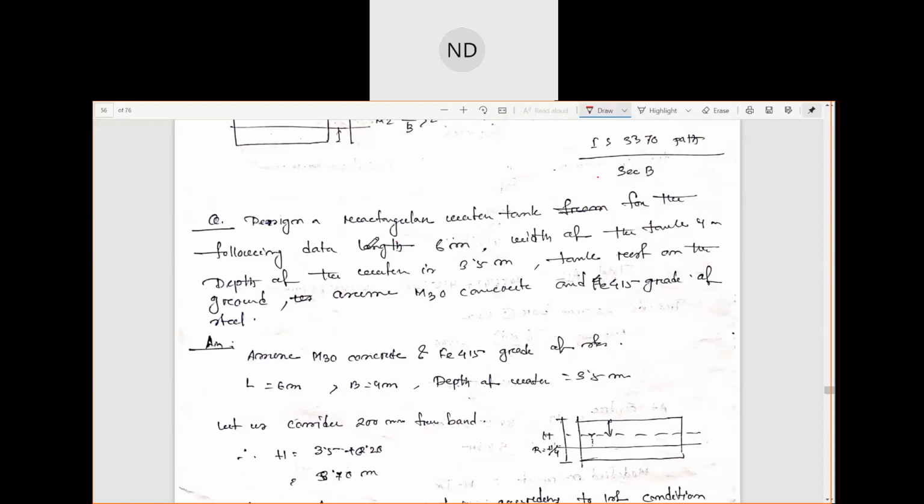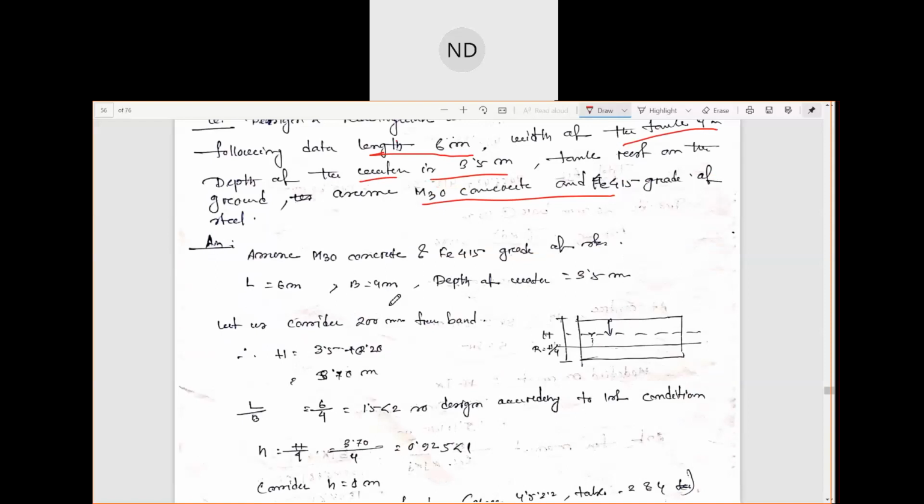Design a rectangular water tank for the following data: length 6 meter, width of the water tank is 4 meter, and the depth of the water is 3.5 meter. Tank rests on the ground. Assume M30 concrete and Fe415 grade of steel. So we will consider M30 concrete and Fe415 grade of steel.